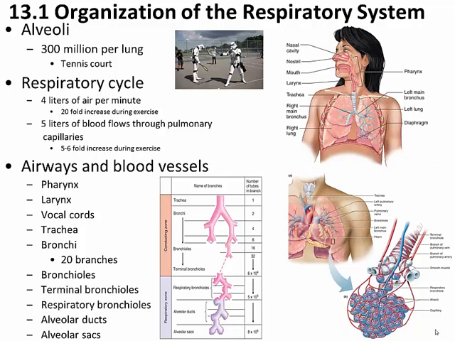During exercise, depending upon a person's conditioning, the amount of air going into the lungs can speed up dramatically. A 20-fold increase during exercise would not be uncommon. Whereas the blood, as we talked about in the previous chapter, can increase, but you're not going to see a 20-fold increase. A 5 to 6-fold increase would be expected during exercise when you're looking at the blood going through pulmonary circulation.